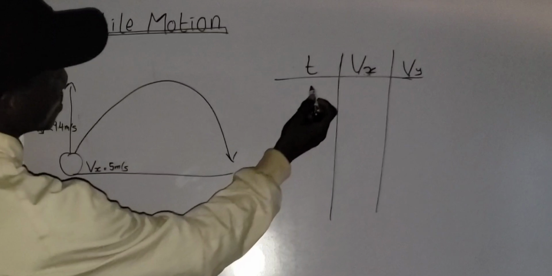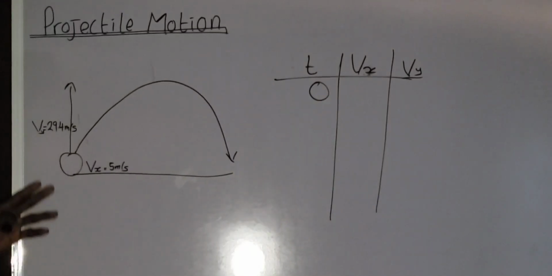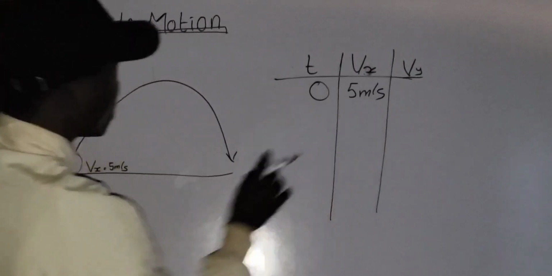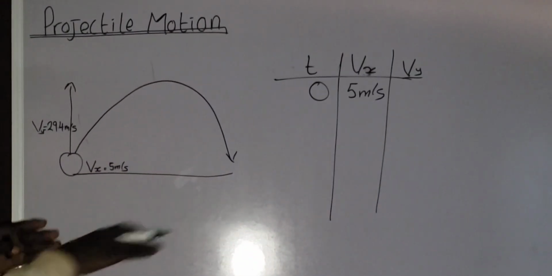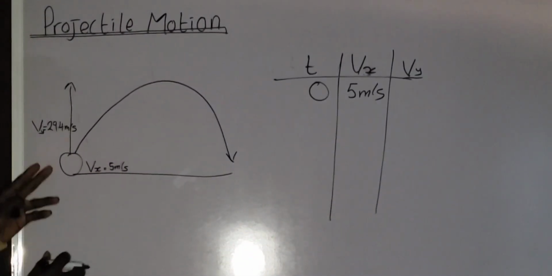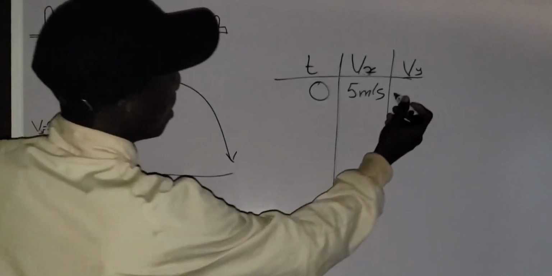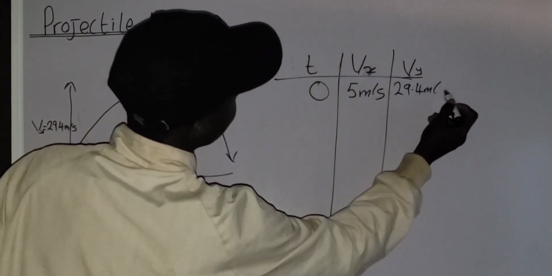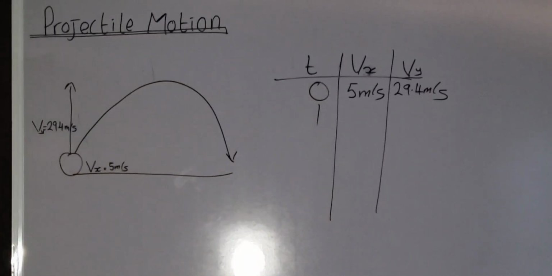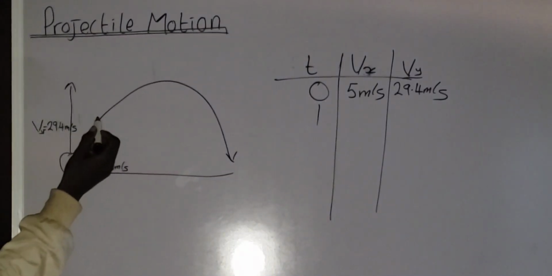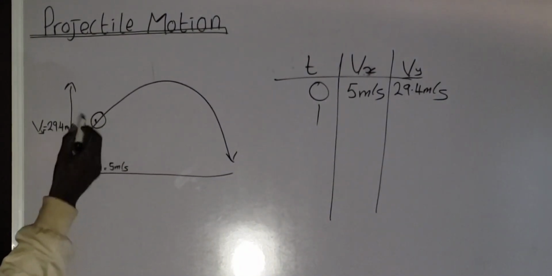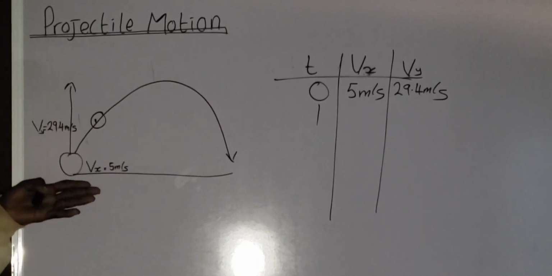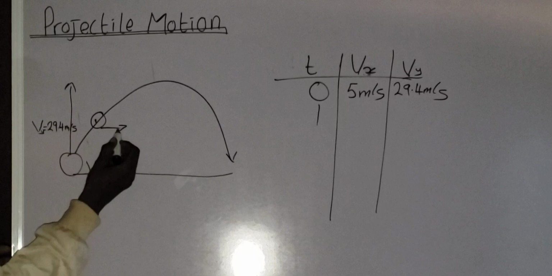At 0 seconds, the velocity of Vx is what? 5 meters per second. The velocity of the ball along the horizontal axis is 5 meters per second. The velocity of the ball along the vertical axis is what? 29.4 meters per second. Now, in 1 second, what will happen to this velocity? Let's say this is 1 second, okay? The ball gets here. This is 1 second. What will happen to the velocity of the ball along the horizontal axis?